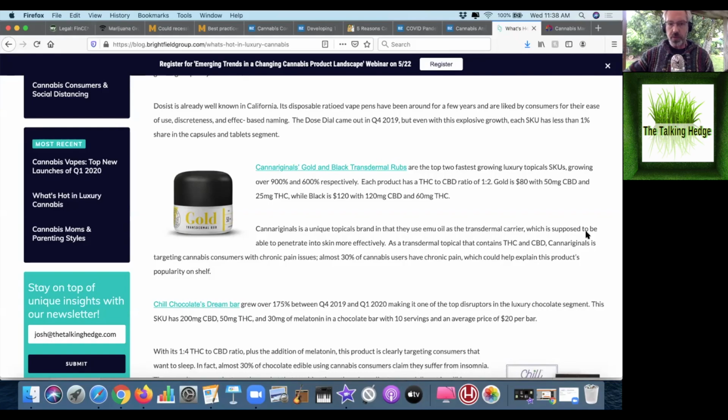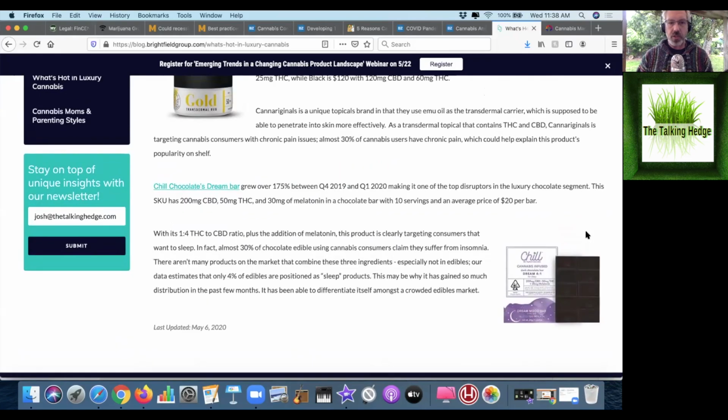So these prices should come way down as any kind of distillate, isolate, whatever they're using, the prices of those CBD and THC bulk prices are coming way down. So I don't think that there's going to be top shelf unless you're adding more unique rare cannabinoids to that. All right, the last product here is the Chill Chocolate Dream Bar.